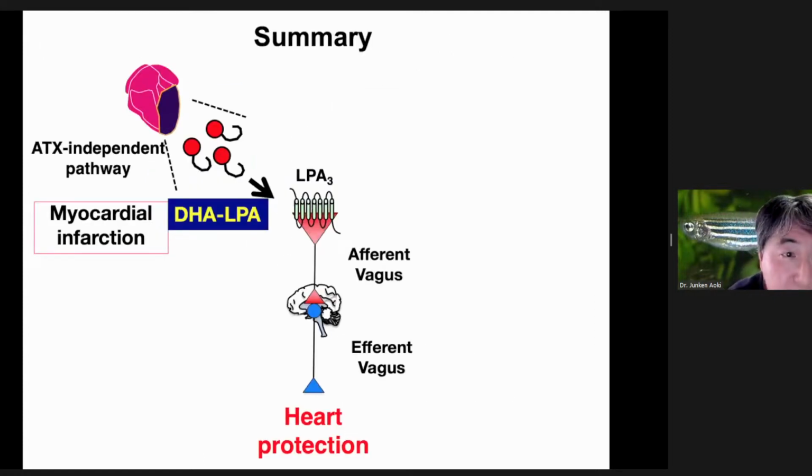So in summary, we showed that DHLPA is somehow produced after a heart attack or MI in the mouse model. So I want to emphasize that DHLPC is also elevated in this model. However, ATX inhibitor did not decrease the production of DHLPA in this model. So now we know that this LPA, DHLPA is produced by an ATX independent pathway. And I showed that DHLPA targets the LPA3 receptor in the afferent vagal nerve cells, and it exerts its role in heart protection by activating efferent vagal nerve.